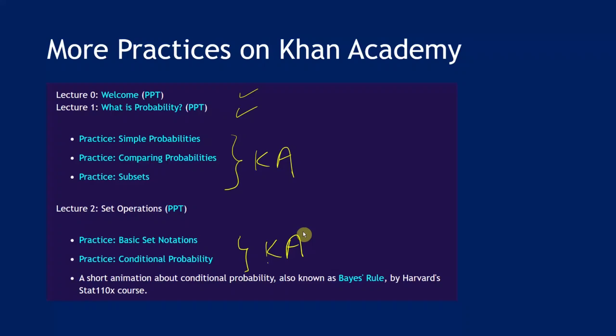All right. There's also a short animation about conditional probability by Harvard's Statistics 110 course. It's known as Bayes' rule, but it's basically the joint probability table and the conditional probabilities that we have looked at. It's actually quite well done, so I encourage you to take a look at it. Just another way to reinforce the ideas.